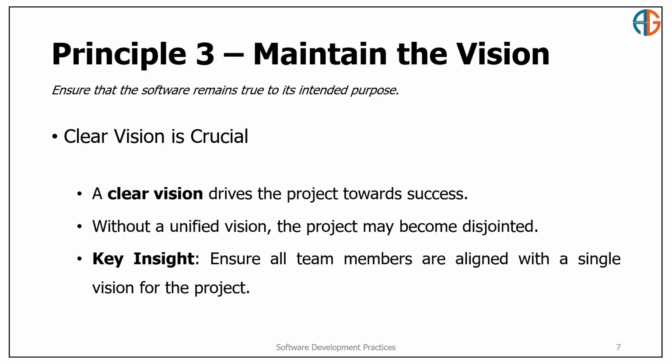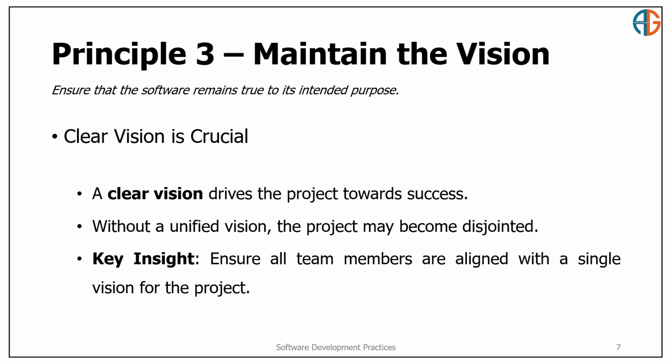Principle 3. Maintain the vision. A clear vision is crucial for ensuring that the software stays true to its intended purpose. When developing software, it is easy for teams to stray from the original vision, especially as new features get added or as team members come and go. But the software's core purpose, the reason it exists, should always be front and center. Having a unified vision keeps the project on course.